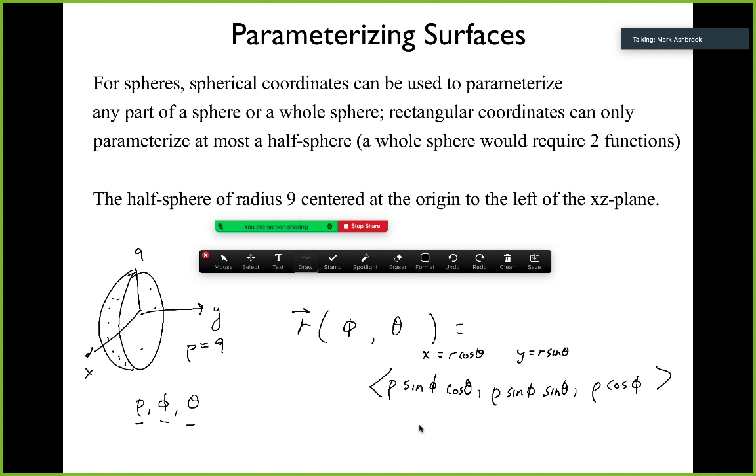And then we need restrictions. What does rho go from? What does phi go from? And what does theta go from? Phi goes from straight up the z-axis. We got points right up there near the z-axis, all the way to pi, the negative z-axis. So yeah, phi goes from 0 to pi.